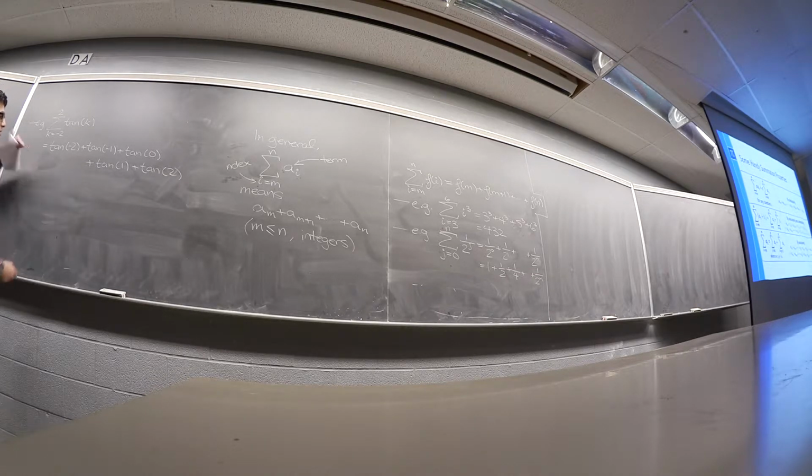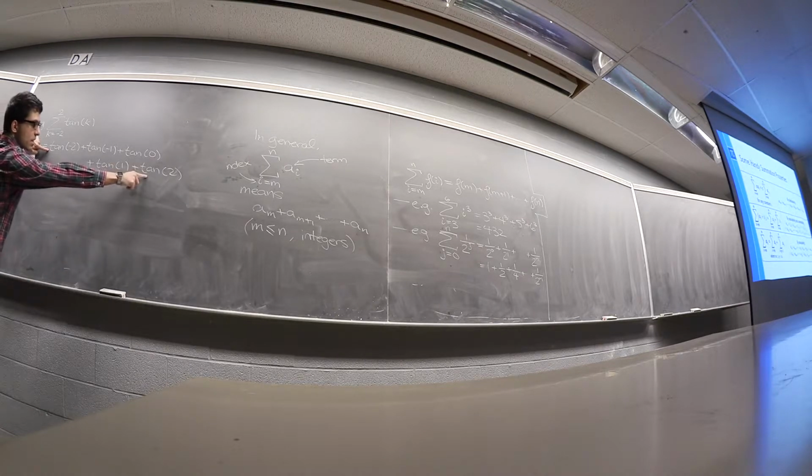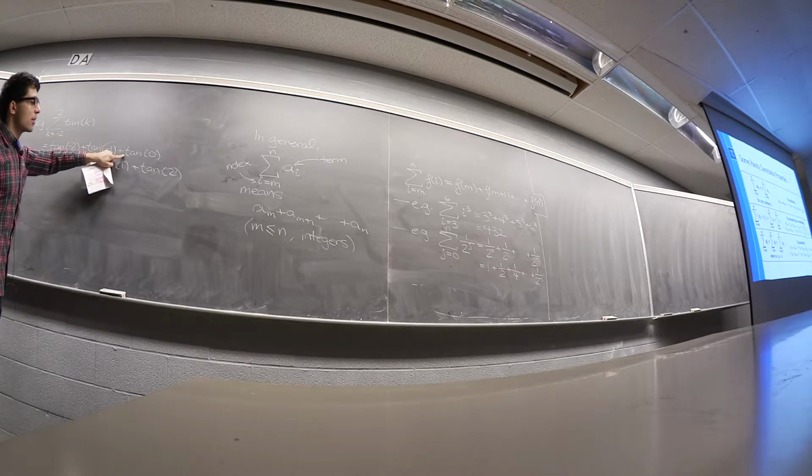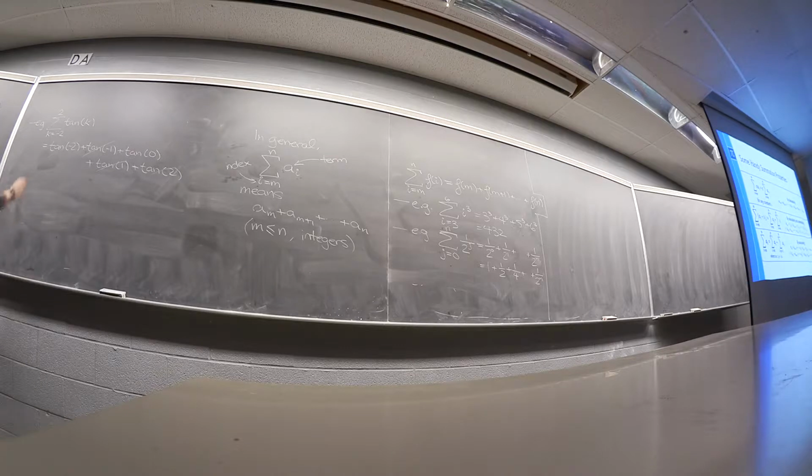Okay, tan's odd. So this guy is the negative of this guy, so when you add them, they cancel each other. Tan is defined in all those places. All you're left with is that guy, and that guy's 0, so the answer is 0.